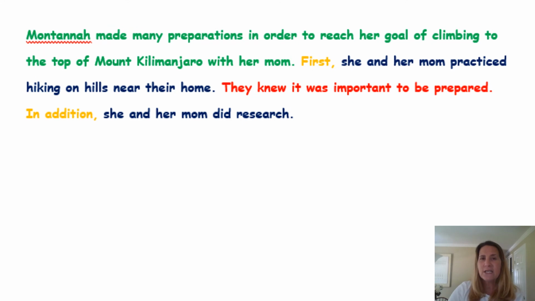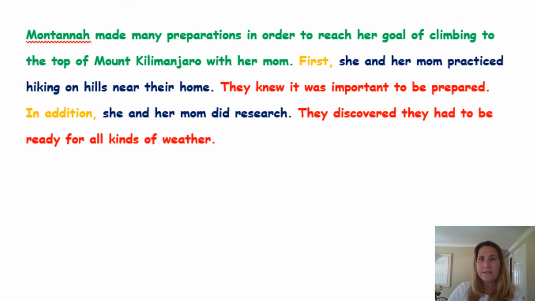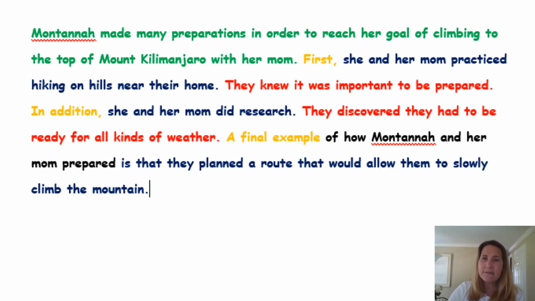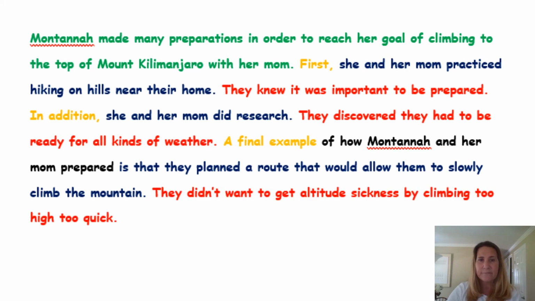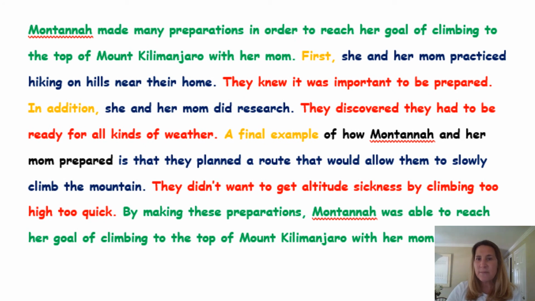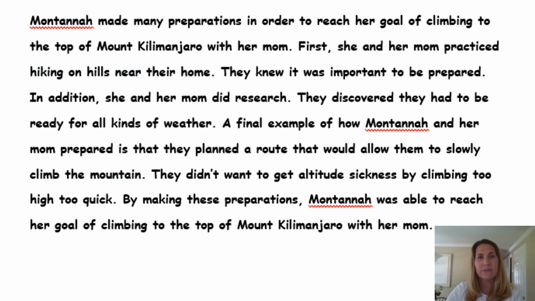In addition, she and her mom did research. They discovered they had to be ready for all kinds of weather. A final example of how Montana and her mom prepared is that they planned a route that would allow them to slowly climb the mountain. They didn't want to get altitude sickness by climbing too high too quick. By making these preparations, Montana was able to reach her goal of climbing to the top of Mount Kilimanjaro with her mom. So here is my paragraph. When you write it or type it, it will look like this.